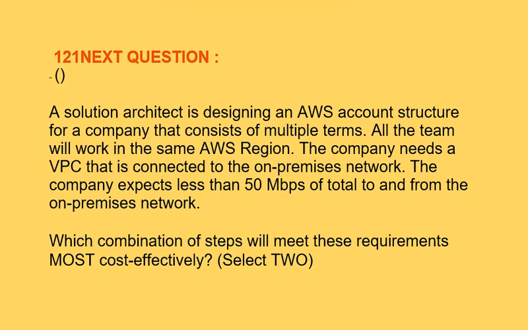Question: a solution architect is designing an AWS account structure for a company that consists of multiple teams. All the teams will work in the same AWS region. The company needs a VPC that is connected to the on-premises network. The company expects less than 50 Mbps of total traffic to and from the on-premises network. Which combination of steps will meet these requirements most cost effectively? Select two options.